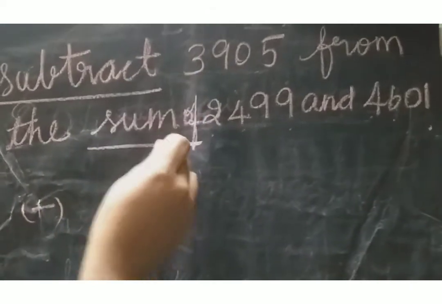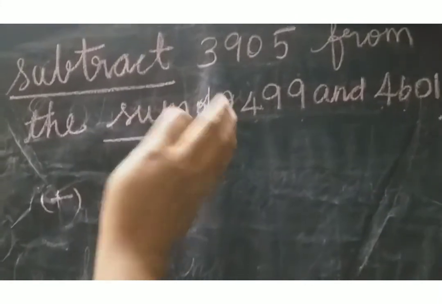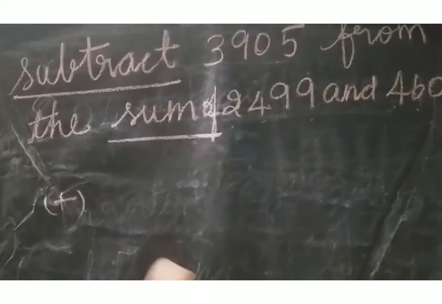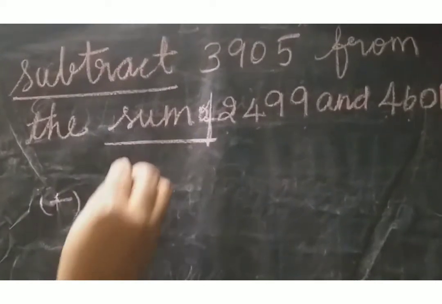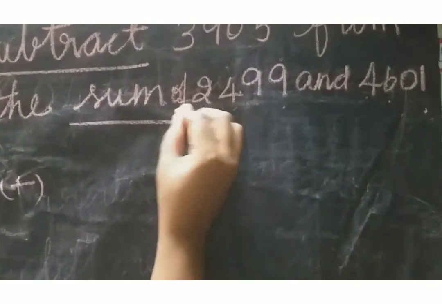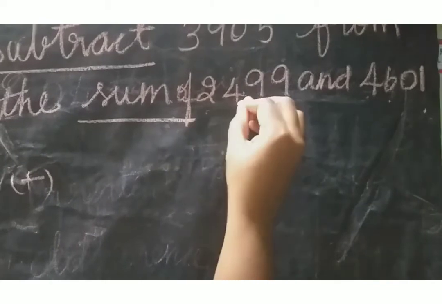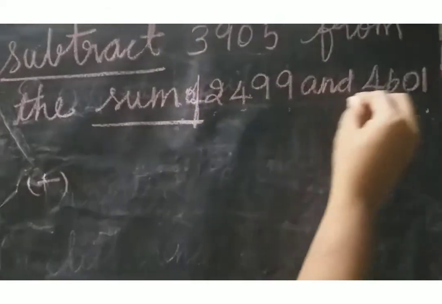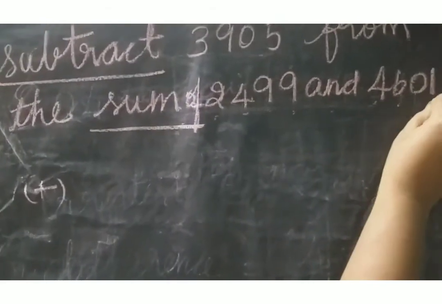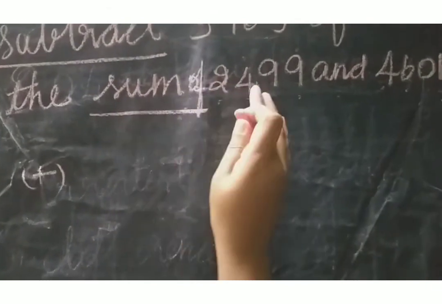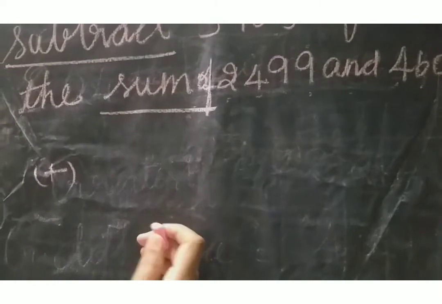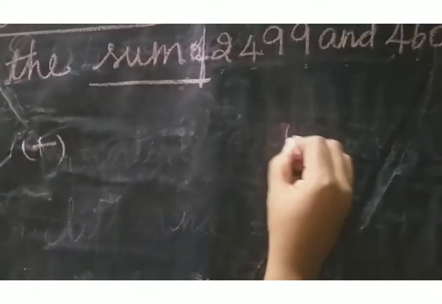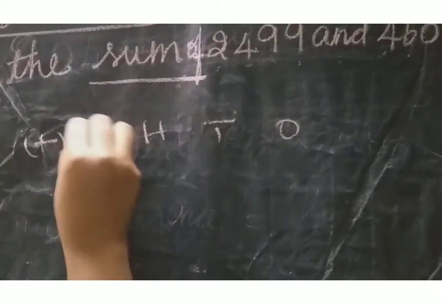In the addition, when this given sum, addition and also subtraction having means you should first of all do the addition sum first of all. Okay, and here which is the sum of means 2499 and 4601. The sum of means you have to add these 2 numbers. Okay. First of all, which are the numbers? Ones, tens, hundreds, thousand.